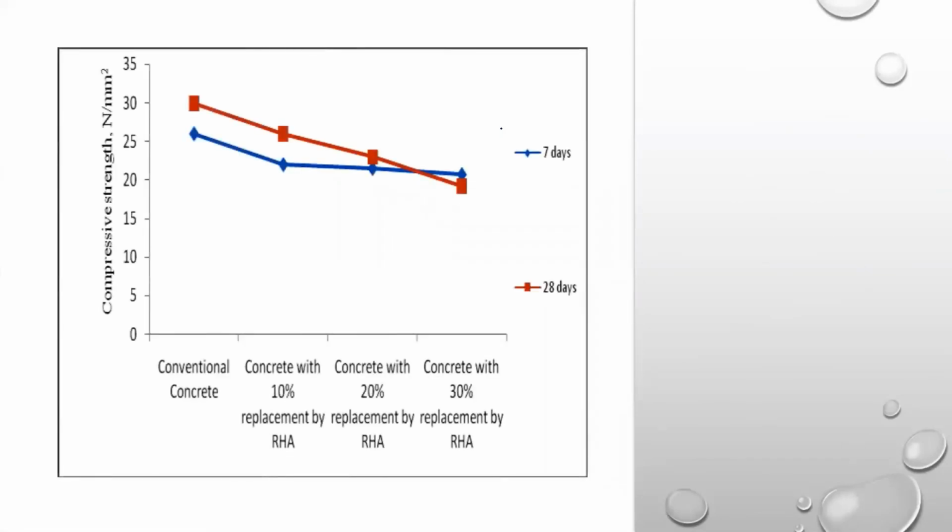Now this is the graph, which I have taken from a research paper, and you can see there are 2 lines on the graph. One is for the 7 days reading and the second one is for the 28 days reading. First they made the conventional concrete and took readings of compressive strength on 7 days and 28 days. Then they made concrete with 10% replacement by RHA, which is some material you can also search on the internet. They replaced the amount of cement by 10% of RHA, and then took the compressive strength on 7 days and 28 days.